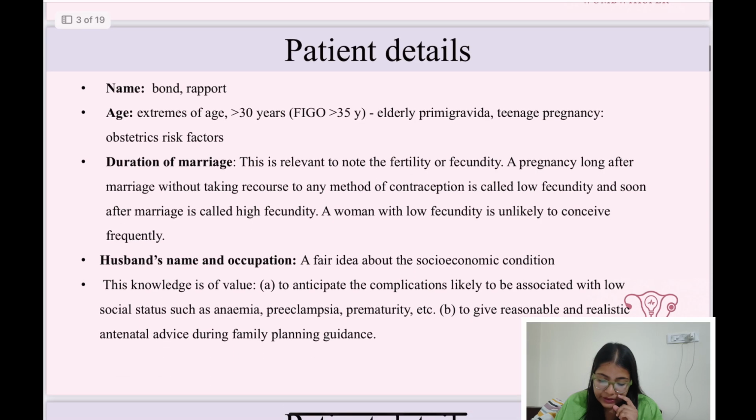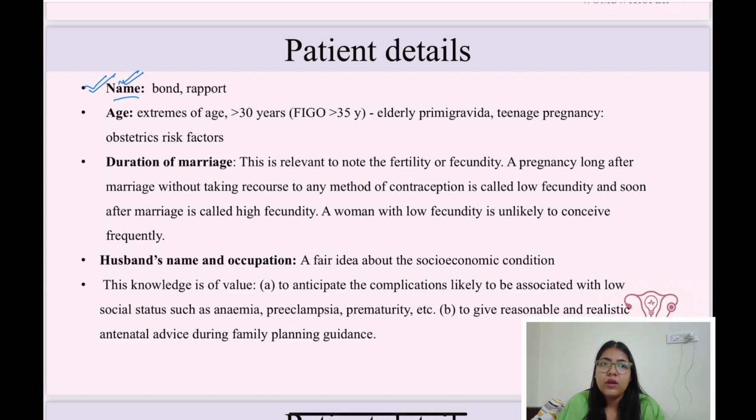So first thing is patient details. So you ask about these points like name, age, duration of marriage, husband's name and occupation, and further. So I'll just talk about one point and why it is important. Whatever you are asking the patient, it is very important that you should know why we are asking. Why the name of the patient? Because if we call the patient by name, there is a sense of bond and rapport. So we should always ask about the name of the patient.